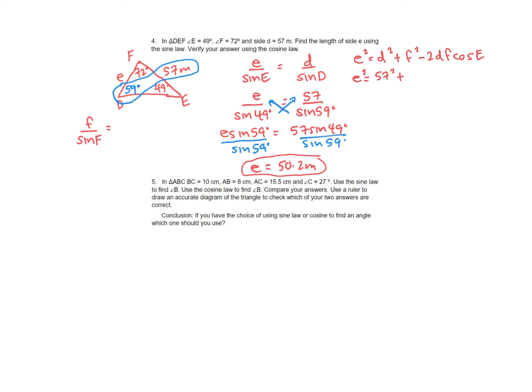So we'll do F over sine F, and let's use D over sine D. So F we are looking for, angle F is 72. Side D is 57, and angle D is 59. And again, we'll cross multiply. 57 times sine 72 divided by sine 59, and side F works out to be 63.2.